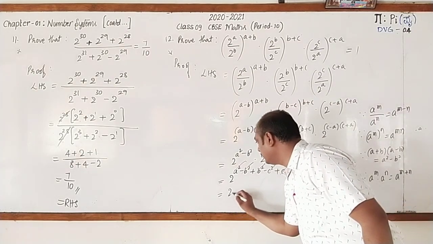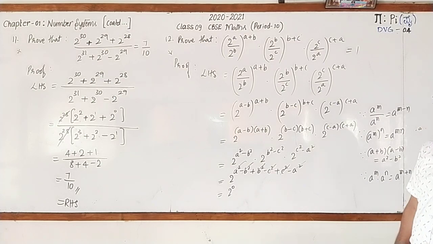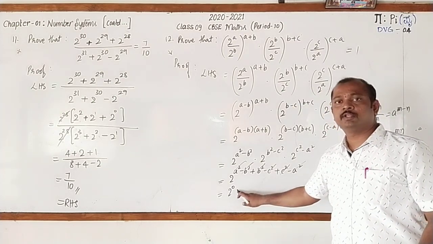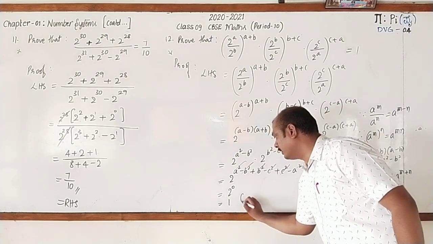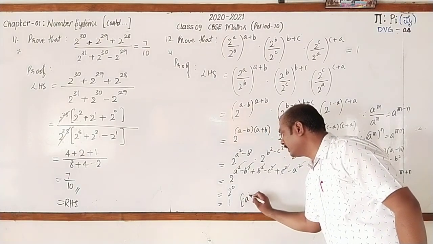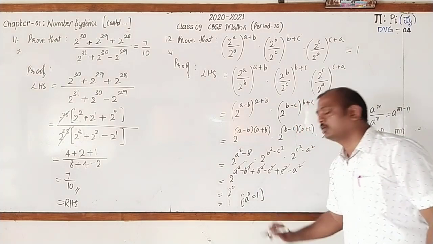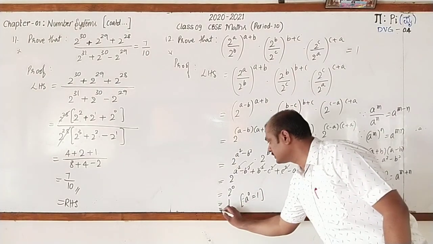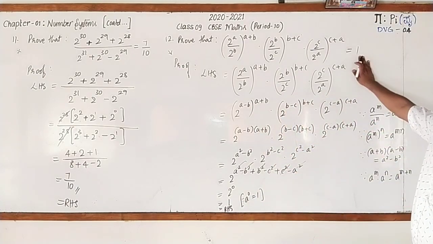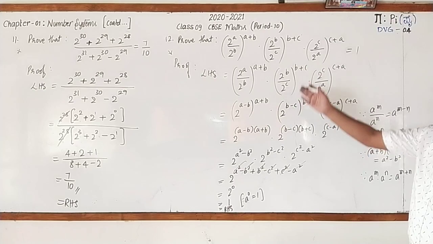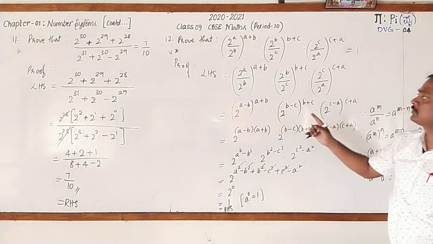So what will remain in the power? When all get cancelled, it will be 0. 2 raised to the power 0. We know that anything raised to the power 0 is 1. Again, according to the law of exponent, a raised to the power 0 equal to 1. So which is RHS. Clear? See that RHS is 1. It is important one. I go for putting one more star mark for this. Please copy.